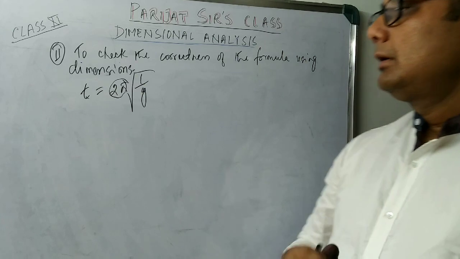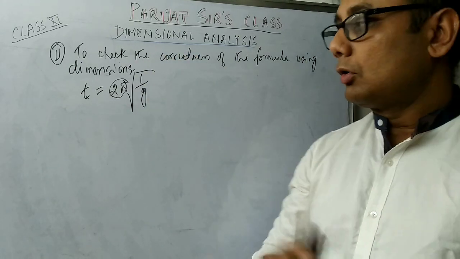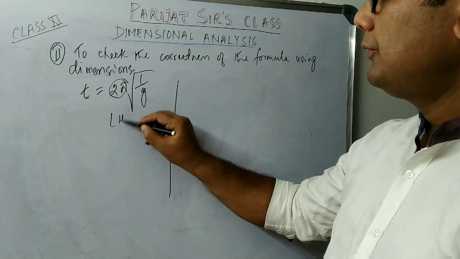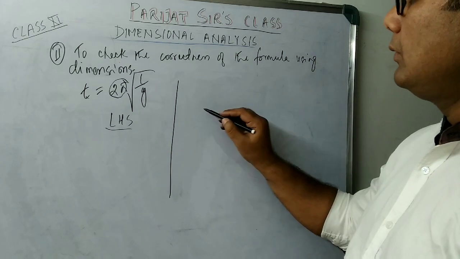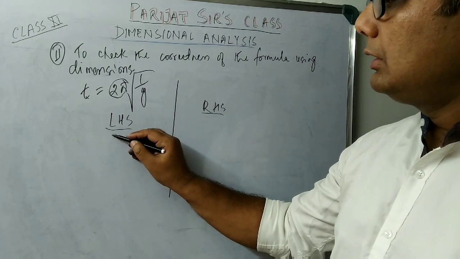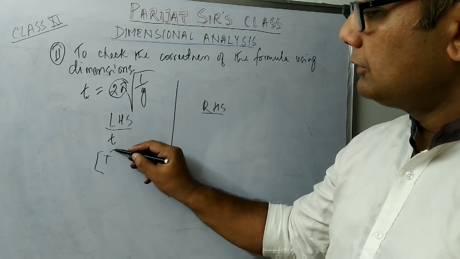So coming back, let us check whether this formula is dimensionally correct or not. We'll divide it into 2 parts: one is the left hand side and one is the right hand side. In the left hand side, we have got T. We know that T's dimensional formula is only T.